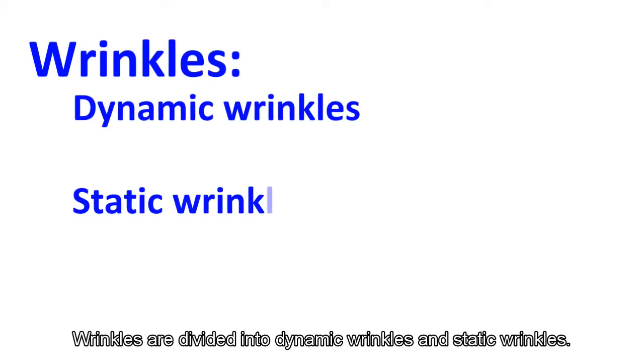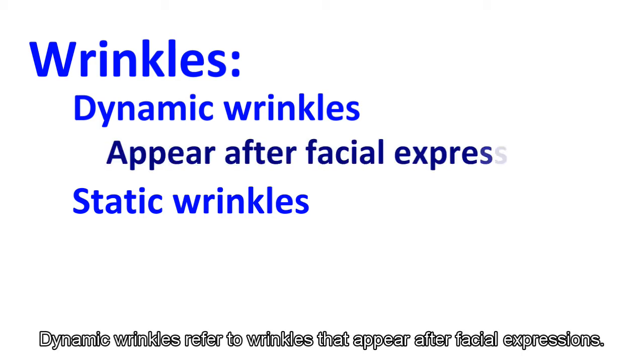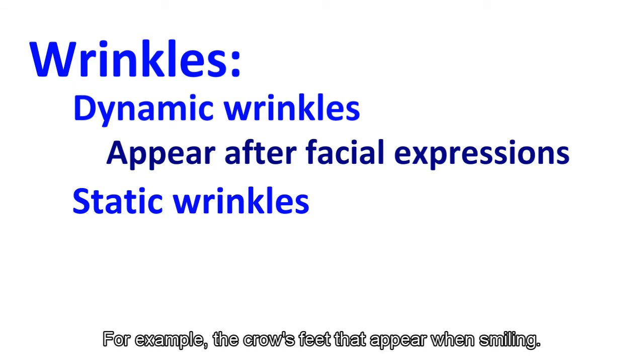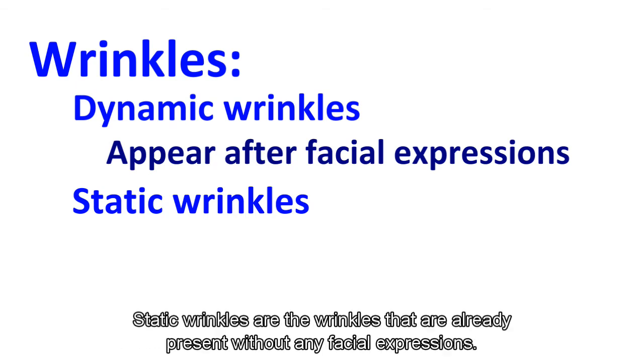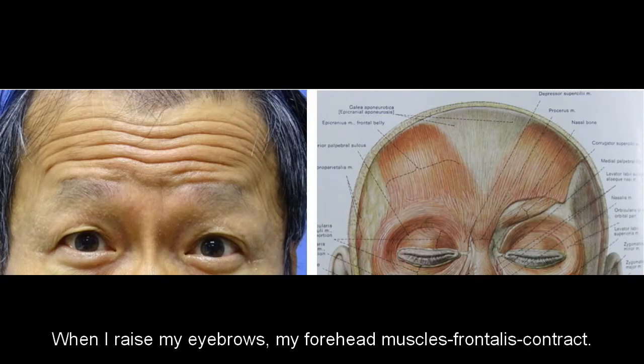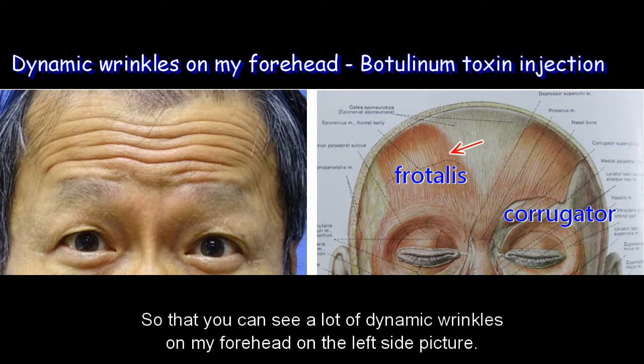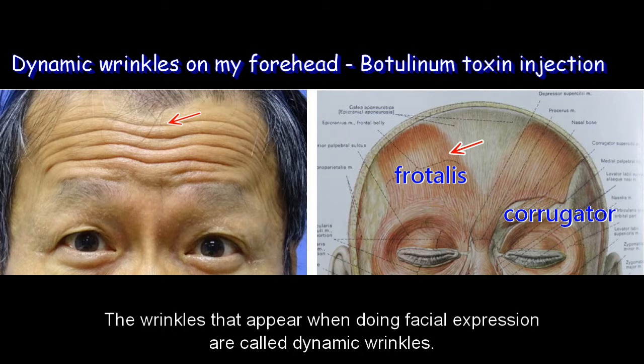Wrinkles are divided into dynamic wrinkles and static wrinkles. Dynamic wrinkles refer to wrinkles that appear after facial expressions, for example, the crow's feet that appear when smiling. Static wrinkles are wrinkles that are already present without any facial expressions. Let me explain. When I raise my eyebrows, my forehead muscle, the frontalis, contracts, so you can see a lot of dynamic wrinkles on my forehead in the left side picture. The wrinkles that appear when making facial expressions are called dynamic wrinkles.